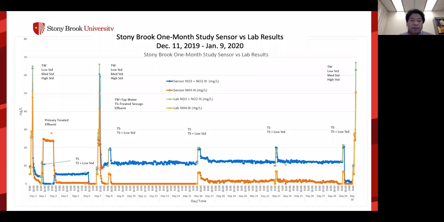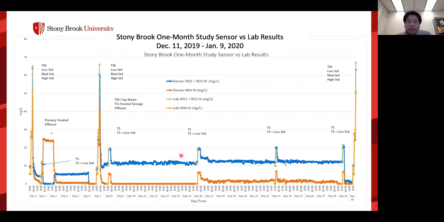Whenever the signal changes in the effluent, the sensor data can reflect the real-time change and match very well with the lab data. You can see the green data is from the lab, the blue is from the sensor data. It's almost ideal, they agree with each other. This is for nitrate plus nitrite.